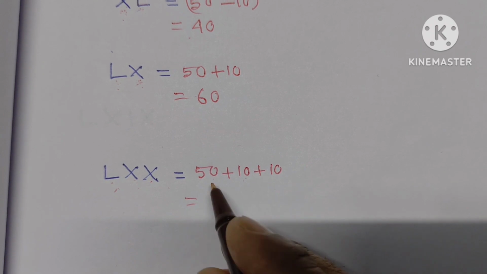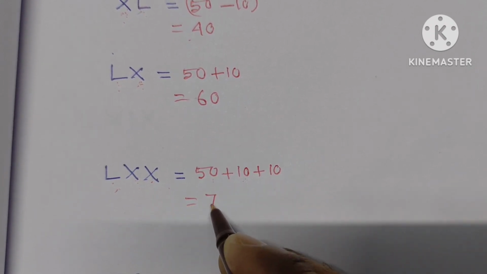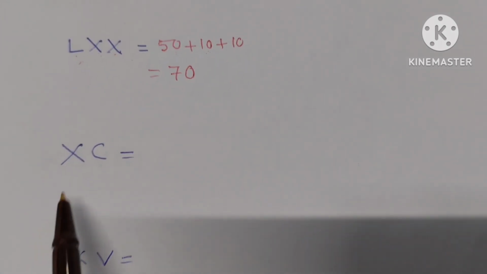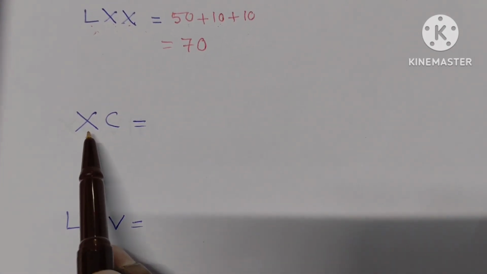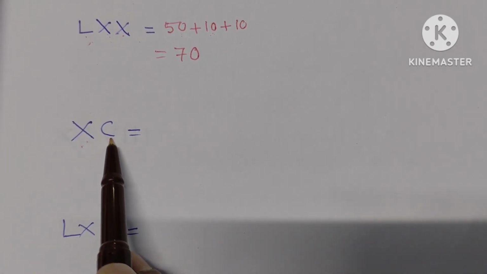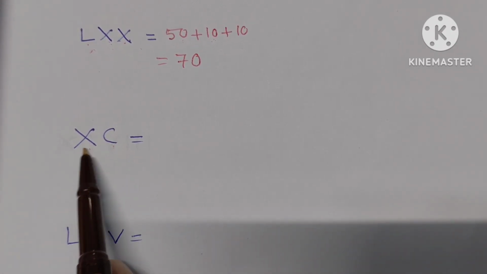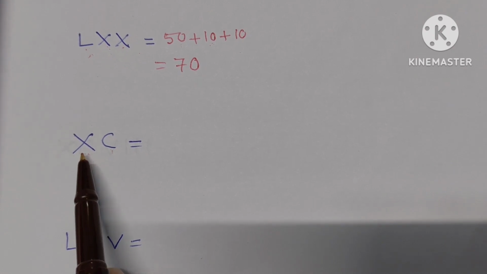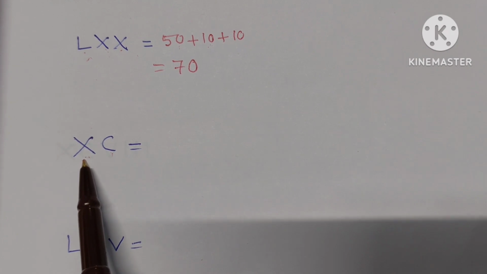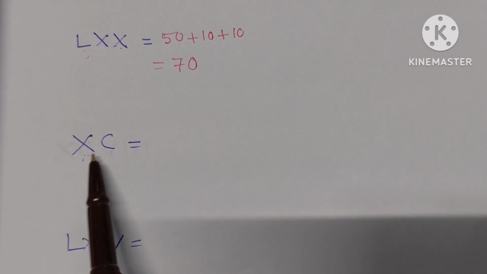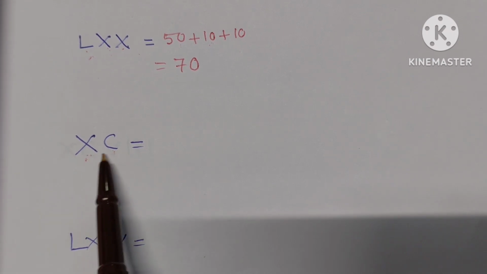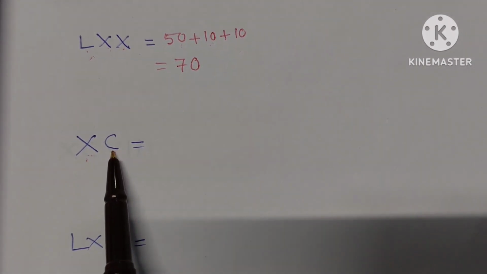50 plus 10 plus 10, 50, 60, 70. Next, moving to this one, XC. This one is the larger symbol, this one is the smaller. We know that the smaller symbol written before the larger symbol is subtracted.